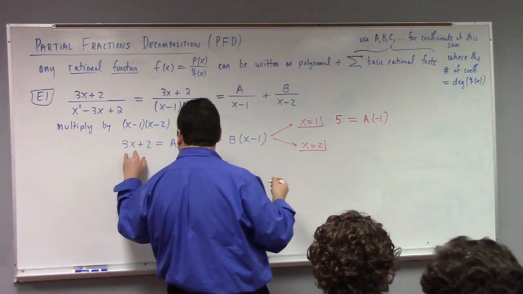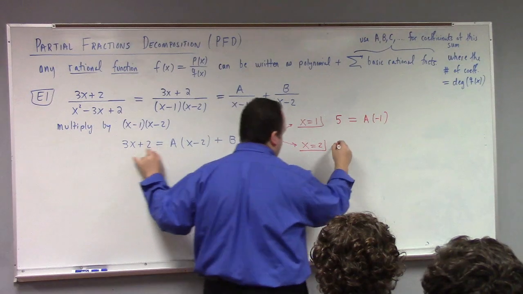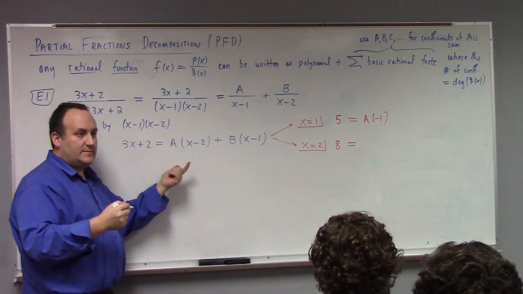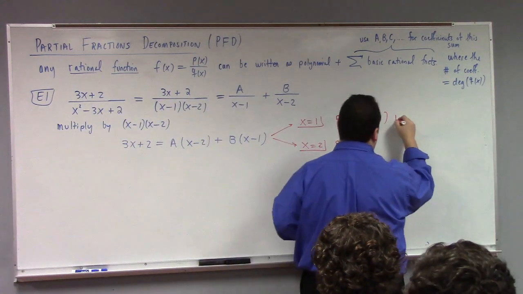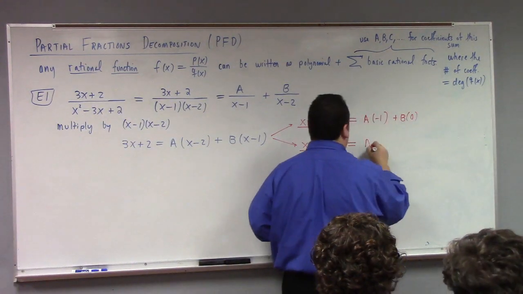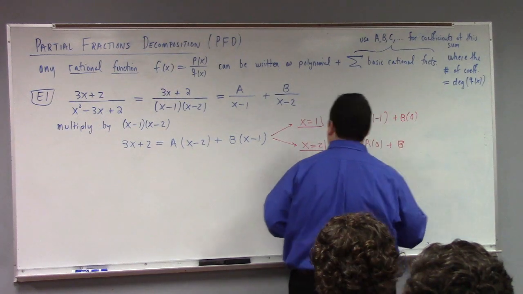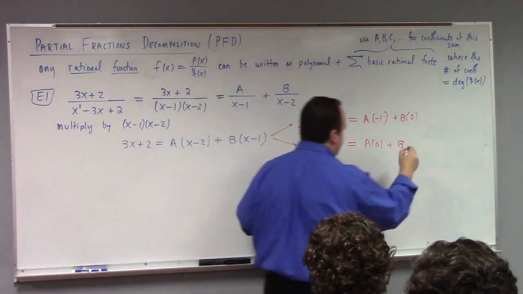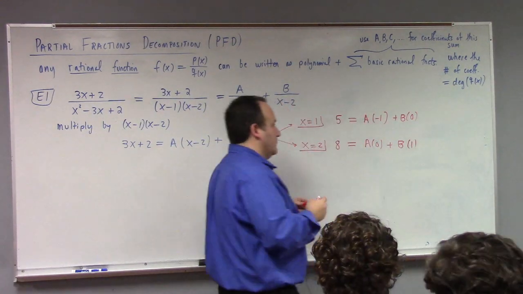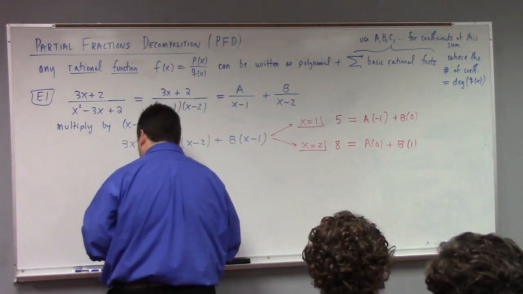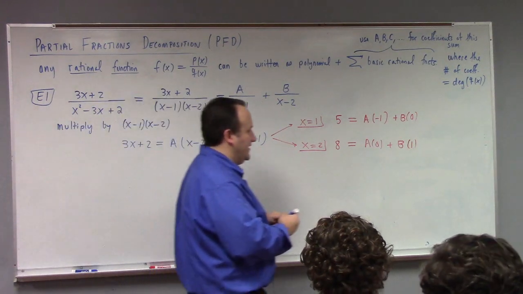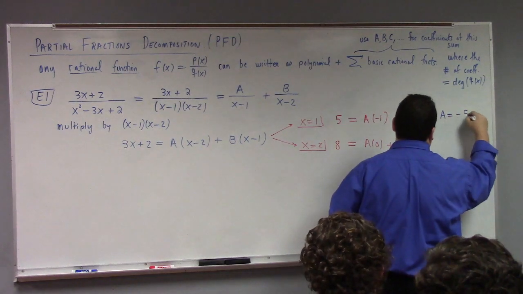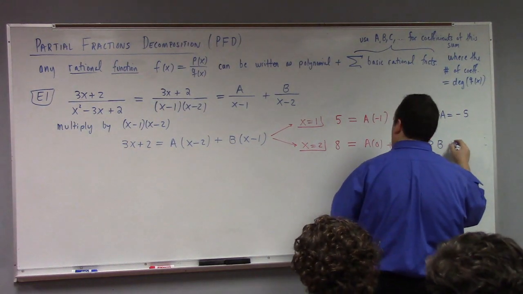Well, x equals 2, I plug in 3 times 2 is 6, 6 plus 2 is 8. And how about the other side? So I get a times what? I can write it out here. This one is a times 0 plus b times 2 minus 1, which is 1, right? So those are mighty nice equations because they tell you that a is equal to negative 5, and b is equal to 8.